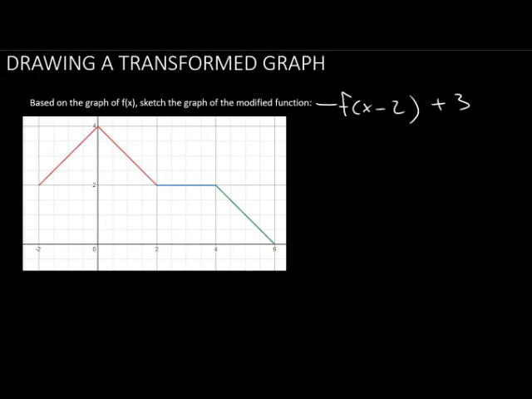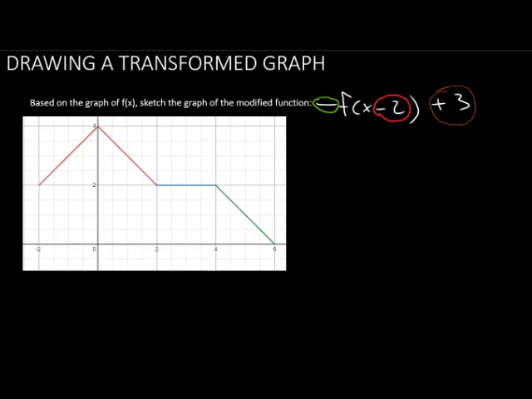This problem gives us a graph and then asks us to modify this graph using the modified function negative f(x - 2) plus 3. There are three modifiers on this function. The first modifier is the negative sign in front of the f(x), which I'm circling in green. The second modifier is the minus 2 that we see inside the parentheses. And the third modifier is the plus 3 that we see on the outside of the parentheses.